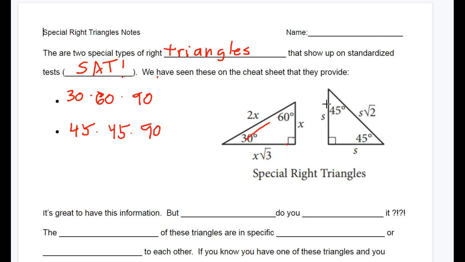And the 45-45-90, if you call this S, or if you know one of these two legs coming off the right angle, well, then the hypotenuse is going to be this times the square root of 2 every single time. We're going to take a look at a little bit more about what that means.